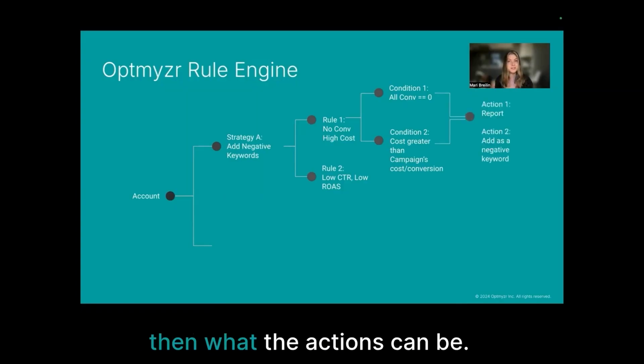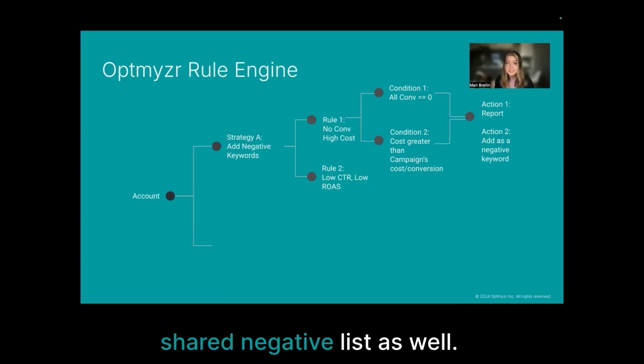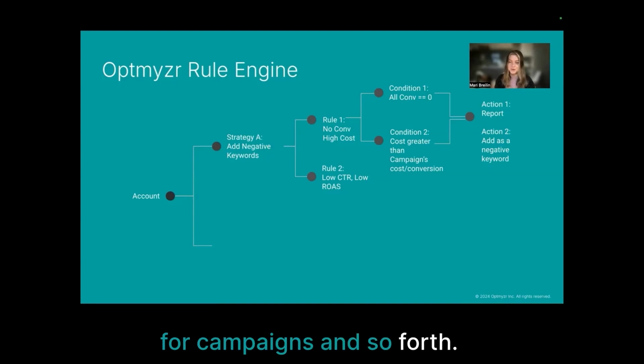And then the actions can be a report, no action item per se, just a report that flags these search queries. We can have an option to add these queries as negatives, for example, at the ad group level, or maybe in a shared negative list as well. Those actions also depend, of course, on what we're analyzing here. For keywords, we will have a different set of possible actions than for campaigns and so forth.